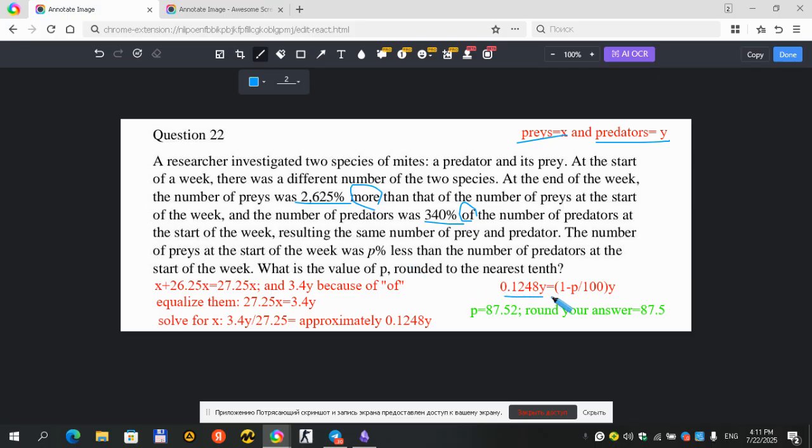So 0.1248y equals (1 minus p over 100) times y. We just solve for p, which will be 87.52, and here it says round your answer to the nearest tens. So it's basically 87.5. That's it, guys. That's all.